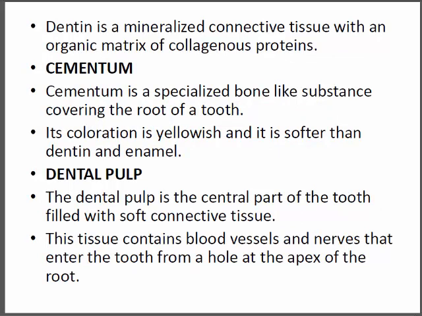Okay, coming to the next, cementum. So what's cementum? It is a specialized bone-like substance that covers the root of a tooth, which means it gives protection. It is generally yellowish in color and a generally soft substance. Next is dental pulp. It is the central part of the tooth that is filled with connective tissue, and this tissue contains blood vessels and nerves that enter the tooth from a hole at the apex of the root.